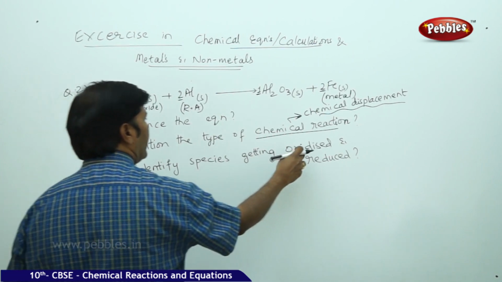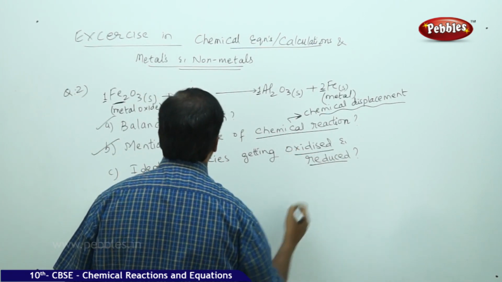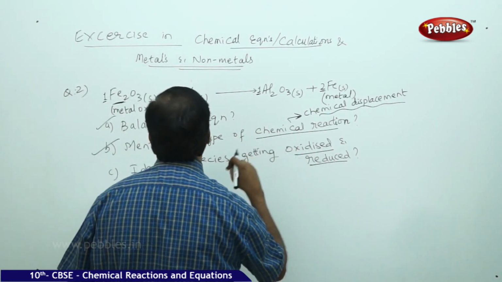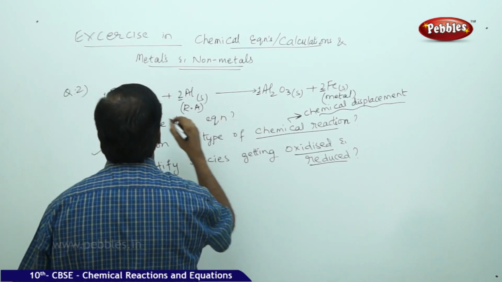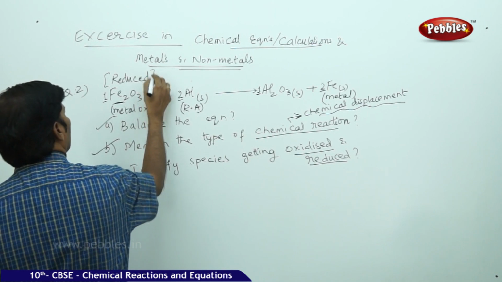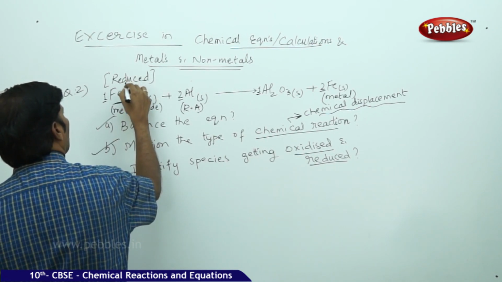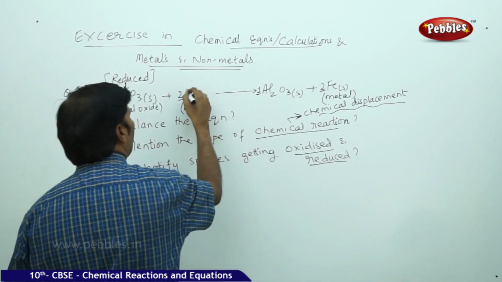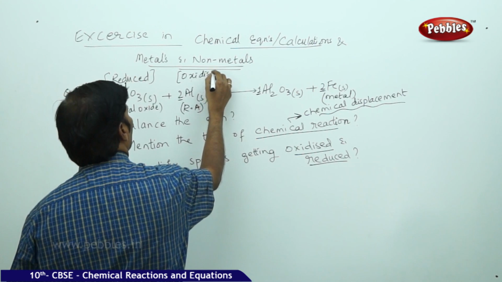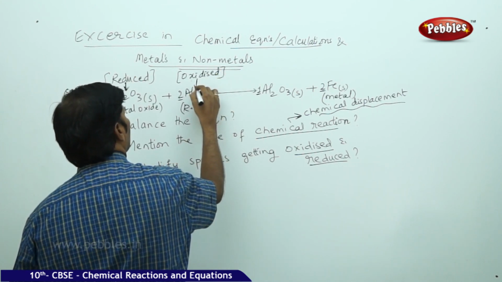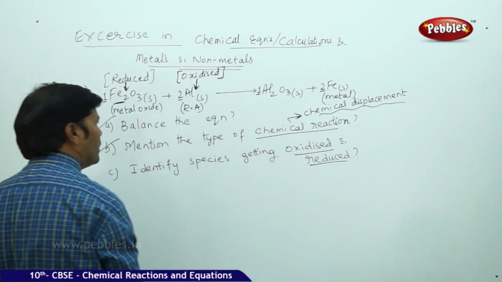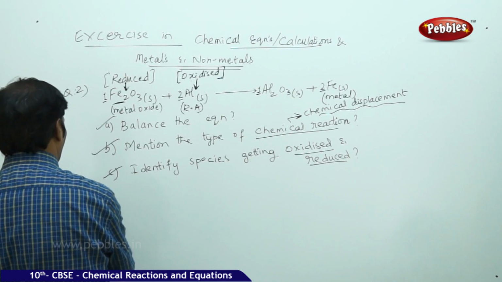Identify the species which is getting oxidized and the species which is getting reduced. We can say that here the iron oxide is getting reduced, and aluminium to aluminium oxide. So here aluminium is getting oxidized. Therefore it's a sort of redox reaction.